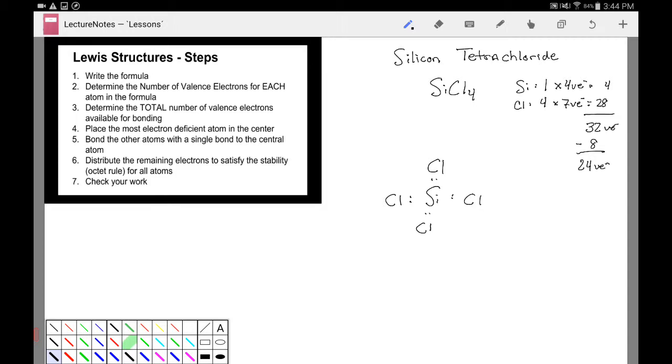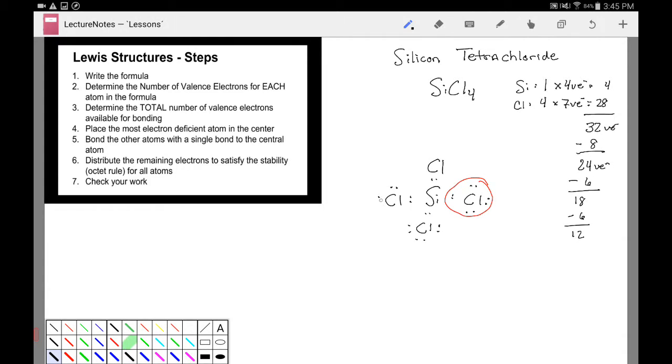From those 24 electrons, we're going to start satisfying the octets of the chlorines. So 1, 2, 3, 4, 5, 6 are used to fill the octet of that chlorine. At this point, it is full. The next chlorine can have another 6. That brings us down to 12.